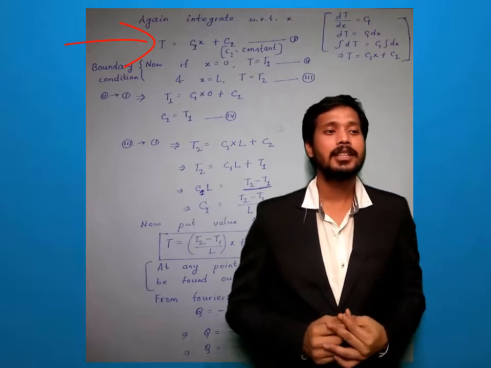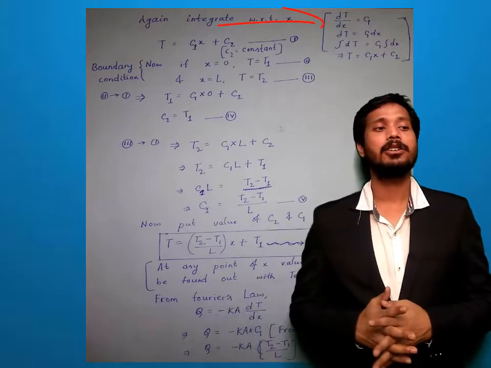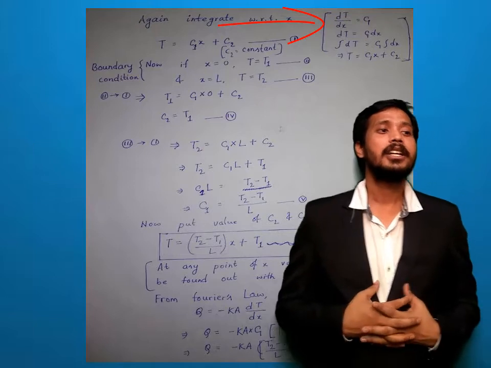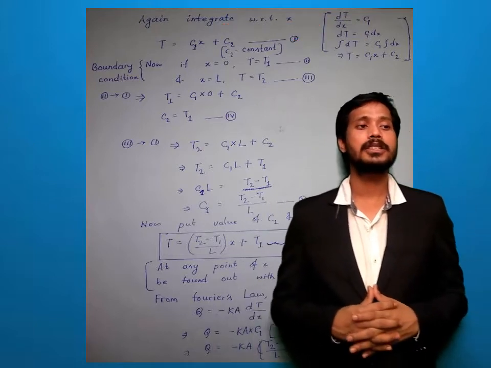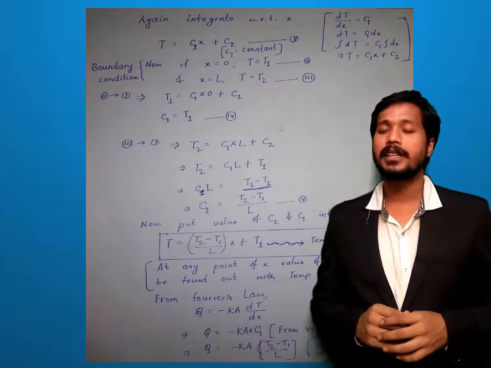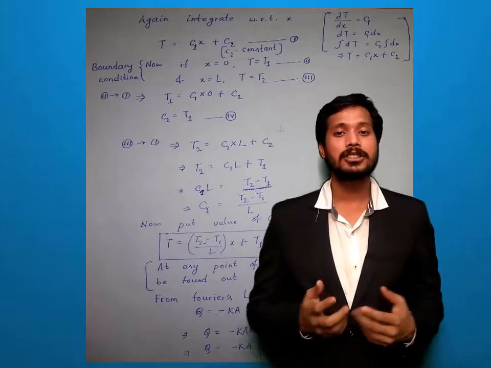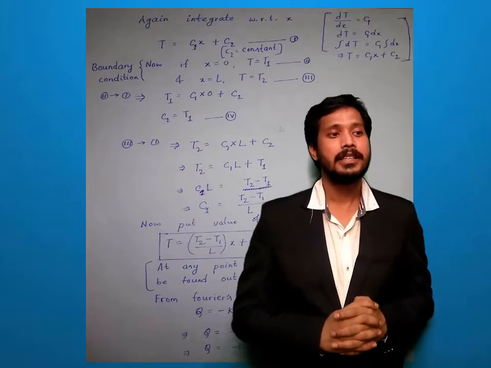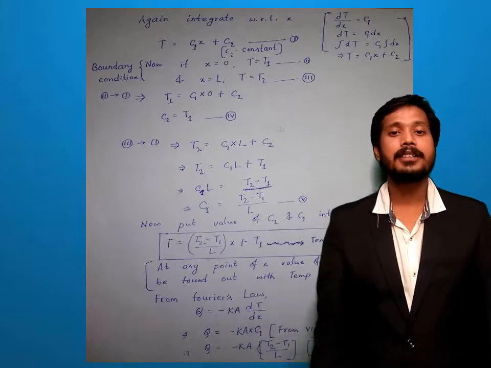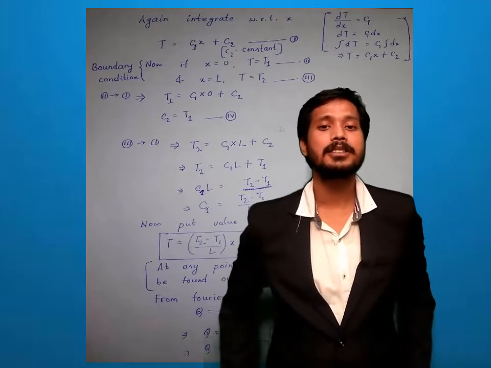So how do you get this? We can see dT/dx equals C1, so dT equals C1 into dx, and then if we integrate from both sides, in the left hand side we get T, and C1 is a constant, and the integration of dx is x, so we get C1 into x plus C2. So finally we get T equals C1x plus C2.